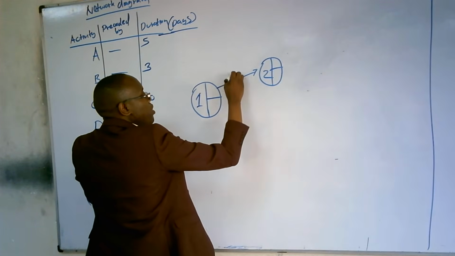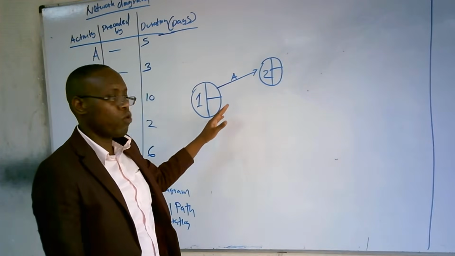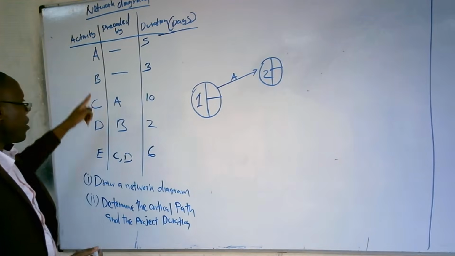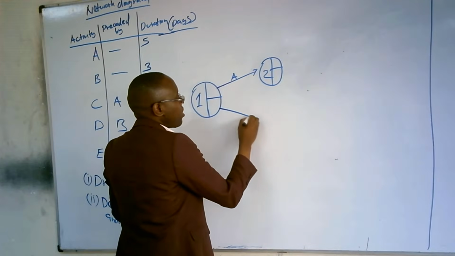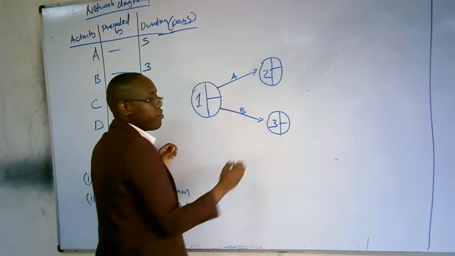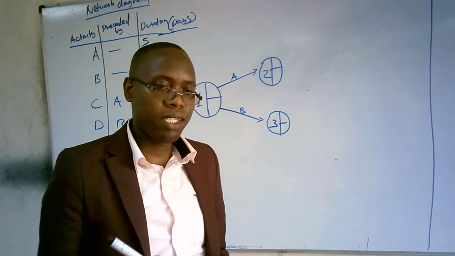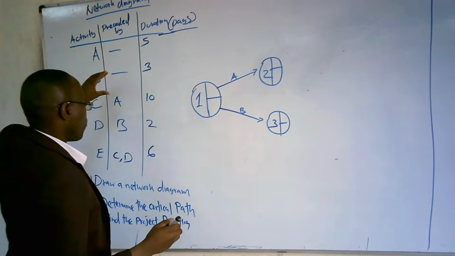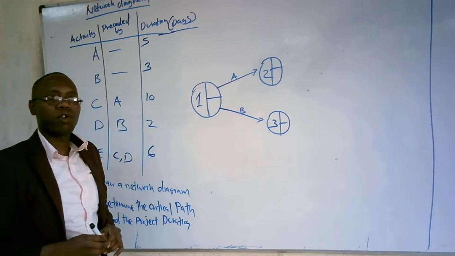node number 2. So this is activity A, and remember in a network diagram, an activity is always represented by an arrow. And then activity B is also going to start from node number 1, because it also does not have a predecessor. So activity B goes to node number 3. I have said that an activity that does not have a predecessor is supposed to start from node number 1. So activities A and B are going to start from node number 1.